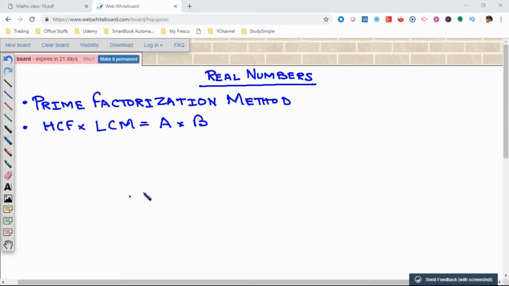We have already solved exercise 1.1 and learned Euclid's theorem, and now we are going to learn the prime factorization method. We already learned it in the class 9 syllabus. Today we will deal with some basic topics of the prime factorization method, and also recapitulate how to find the HCF and LCM of two numbers using the formula HCF into LCM is equal to the product of the two numbers. These two topics we will deal with in today's video.